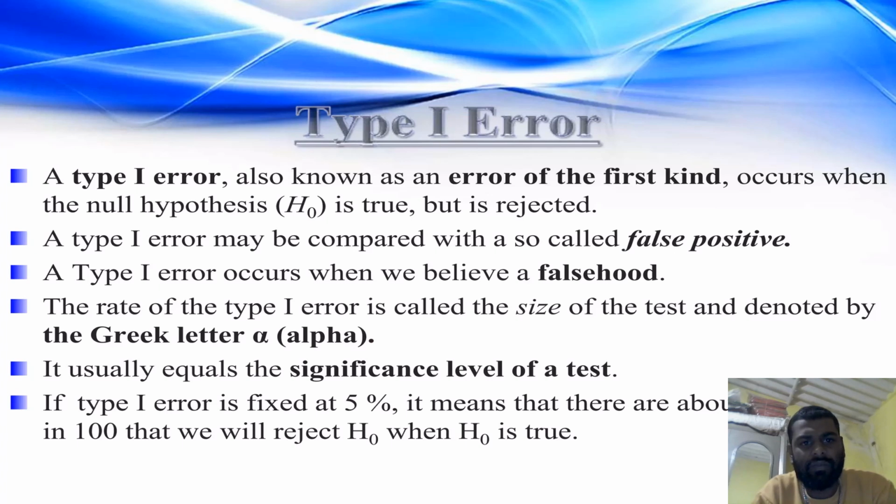The rate of the type 1 error is called the size of the test, denoted by the Greek letter alpha. It is usually equal to the significance level of the test. If type 1 error is fixed at 5%, it means that there is a 5 in 100 chance that we will reject H0 when H0 is true.